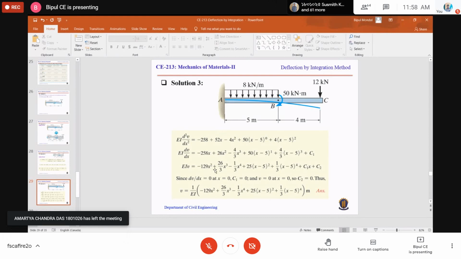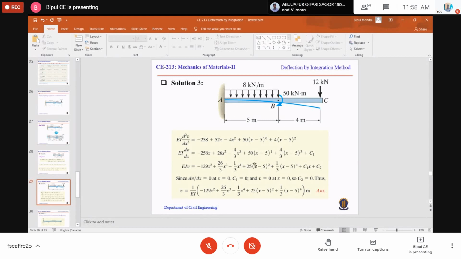Then this term will be 0, this term will be 0, this term will be 0, this term will be 0. Okay, what will be this term? This one at this point x is 0, so this one will be minus 5, right? Minus 5, that means negative. So as it is negative, we will ignore this term.